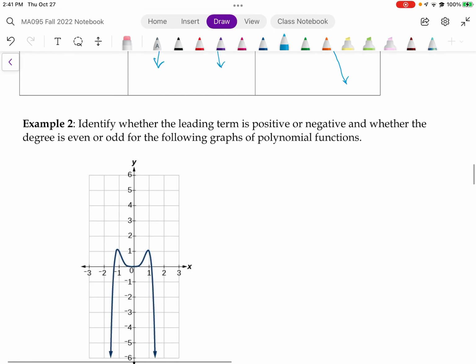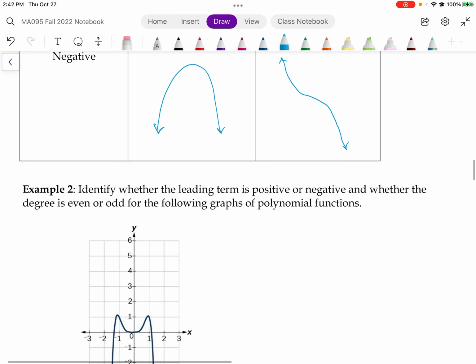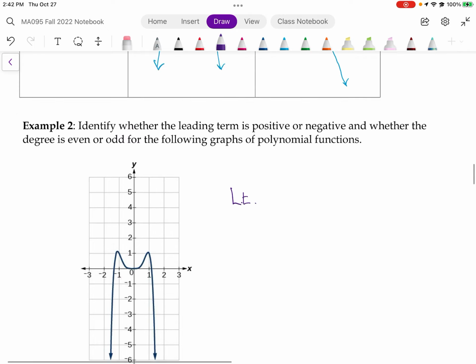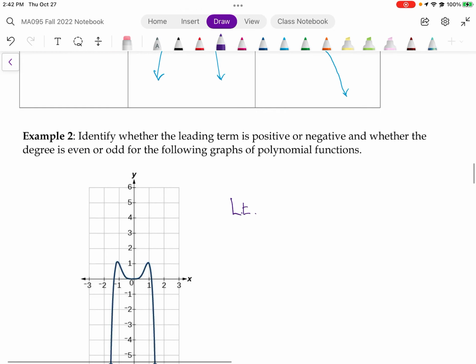All right, so let's take a look at these. Identify whether the leading term is positive or negative and whether the degree is even or odd. So pause the video, go back to your notes that we just took right here, and see if you can decide if the leading term is negative and if the degree is odd or even. All right, so I'm going to say that the leading term, LT, is going to be negative because it's facing downward, right? So it is negative.